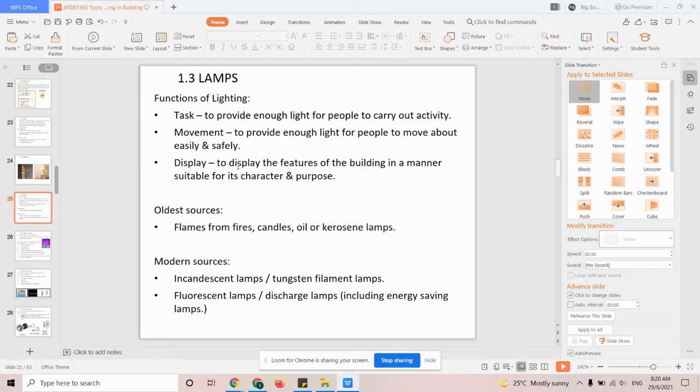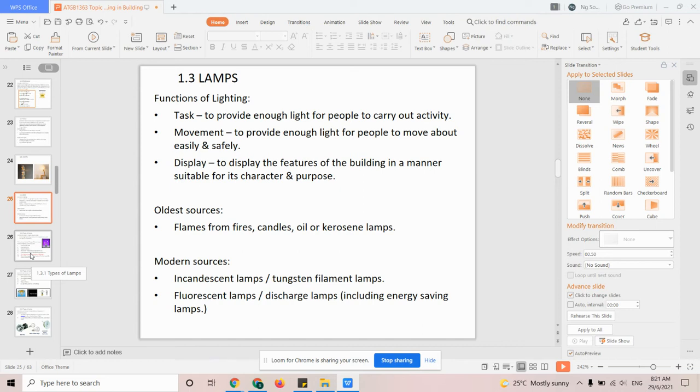So the oldest sources of light come from a fire, a candle or a kerosene lamp. And then for modern sources, we have our incandescent lamp or the tungsten filament lamp. Besides that, we have the fluorescent lamp and discharge lamp. The one not mentioned here is the LED. So all of these types of lighting sources are actually just a means of providing lighting to us.